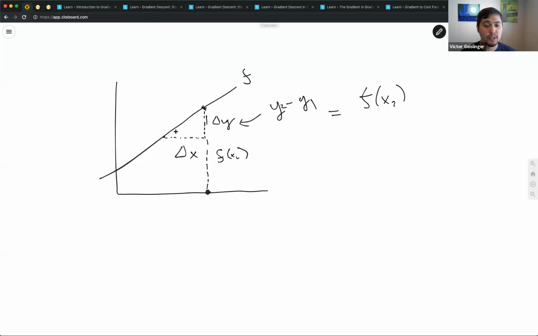And then very similarly, we can have this part right here. Well, we get this height, which is y1, and that is just f of x1. Okay, so we'll see it like this.